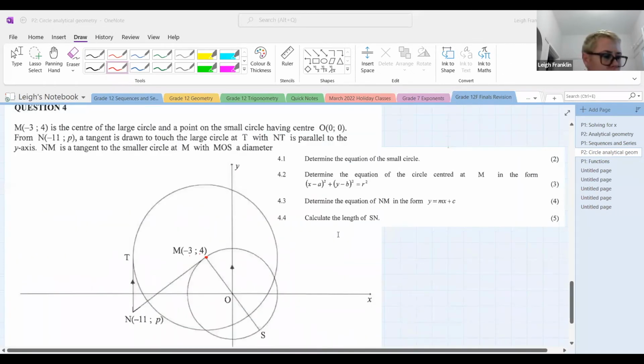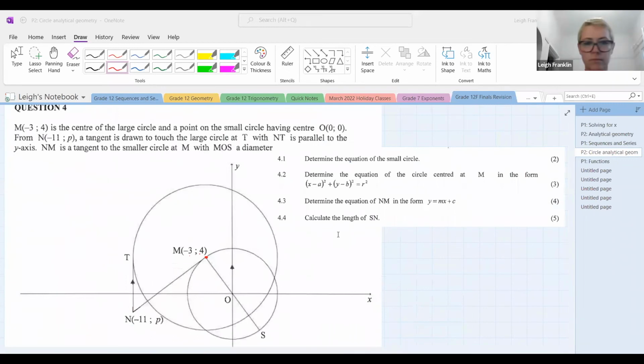Okay, ma'am. They say the smaller circle, so the point at O is (0, 0). So A and B will then both be 0. But R, because MS also touches the circumference at S, does that not equal then MN? Oh, we know it doesn't. MN does not touch the circumference. N is a point outside the circle. But you're quite right.